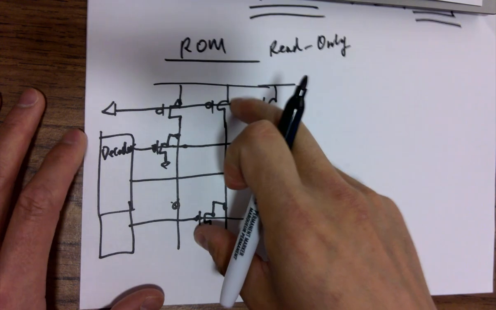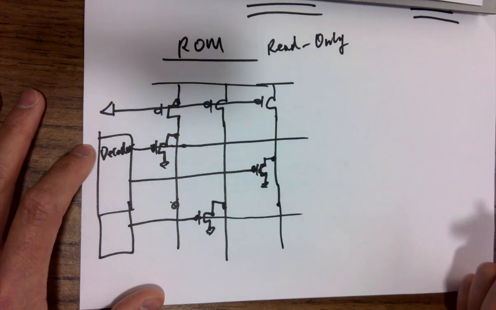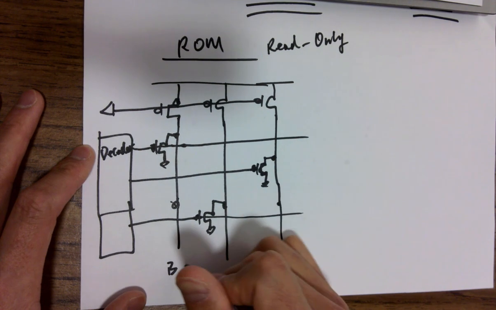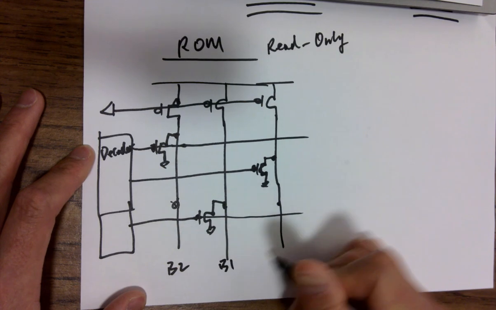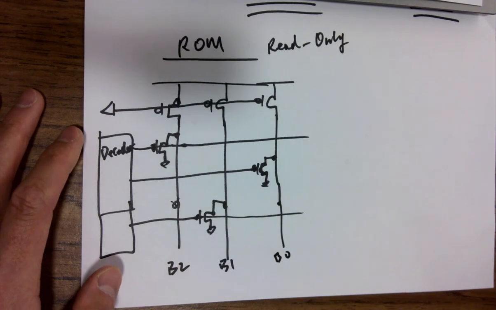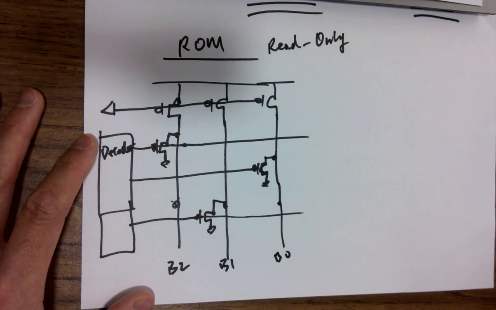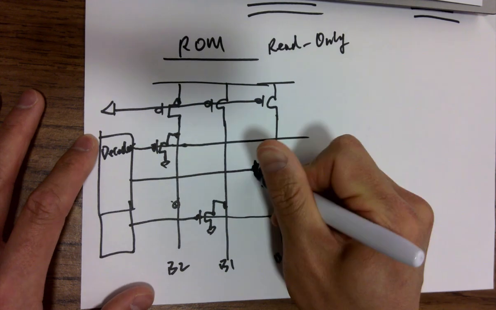This kind of circuit is already built in the chip, right? So if you are reading these ones, this is bit 2, bit 1, bit 0. What kind of data are you reading from here? What data are you reading from here? These are NMOSes, all NMOSes.